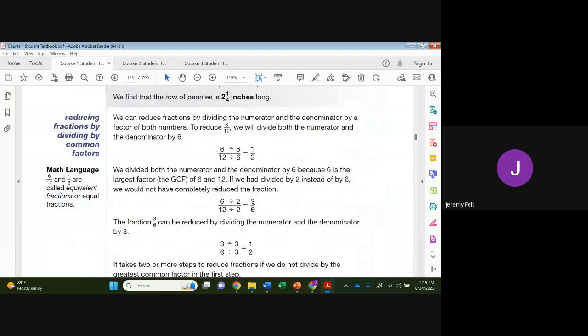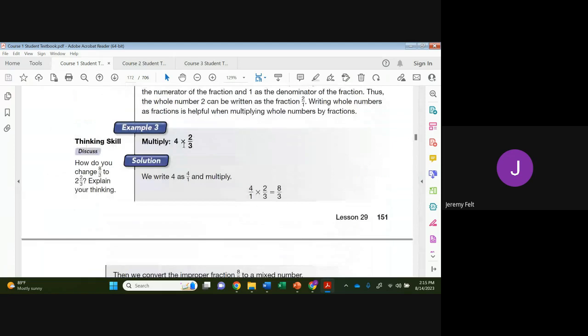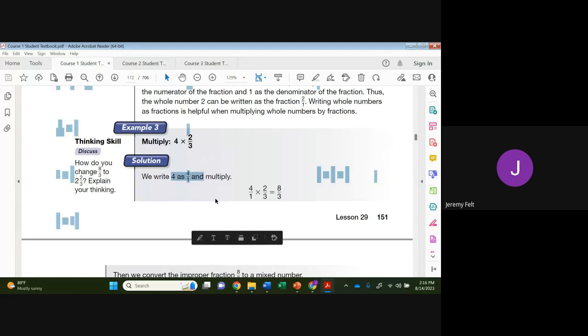Okay, reducing fractions. So all of these, for even whole numbers, if we have 4, we can rewrite it as 4/1. So again, just because it's a whole number, it doesn't have a denominator, we can always write it as being over 1. 1/1 is 1. 2/1 is 2. 3/1 is 3. 4/1 is 4. So that's a good reminder if you don't remember that as you're multiplying. That way you have 2 numerators and 2 denominators.